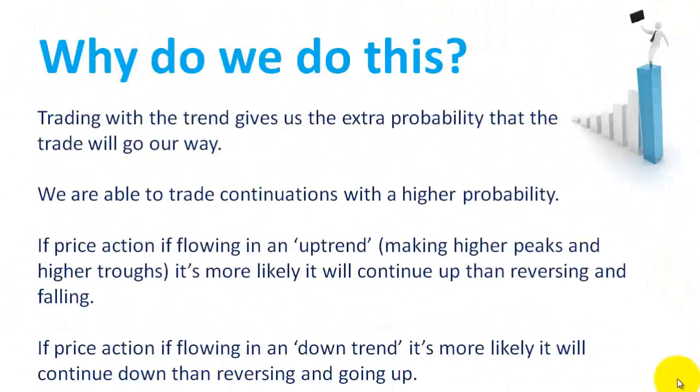Trading with the trend gives us not only the extra probability that the trade will go our way, but also a higher certainty that the trade will hit target as well, even though we accept a lower reward for this heightened probability. It is absolutely crucial that we don't try and short in an upward trend or go long in a downward trend. We want to work with probabilities here as traders, and we trade what we see, not what we think.